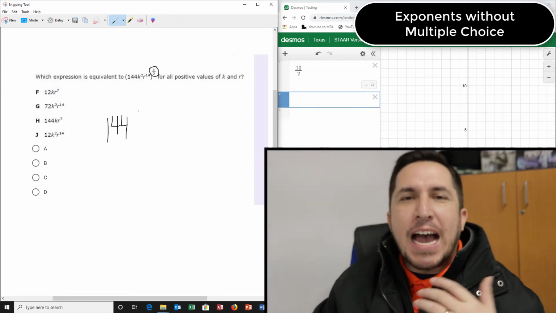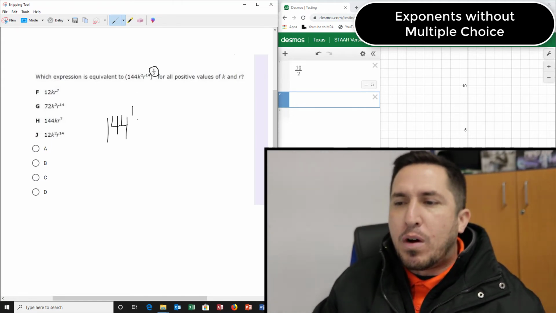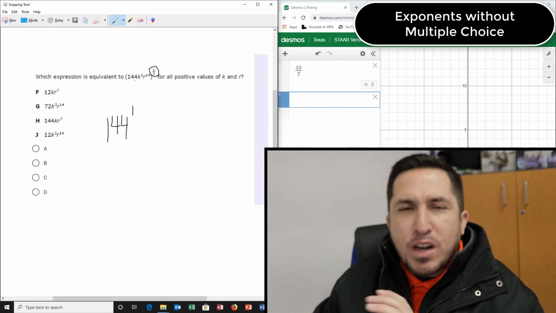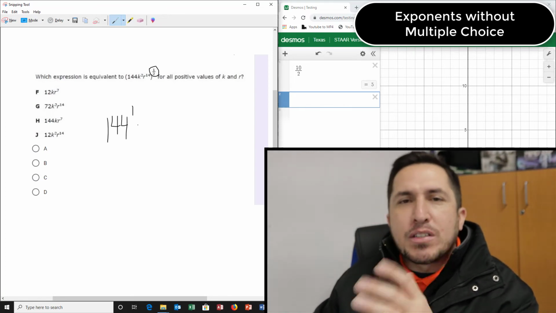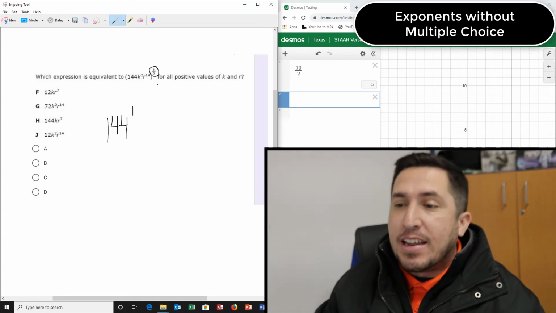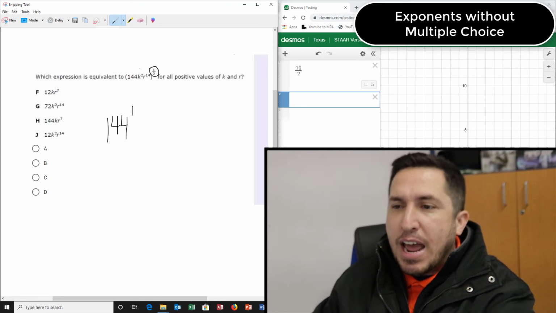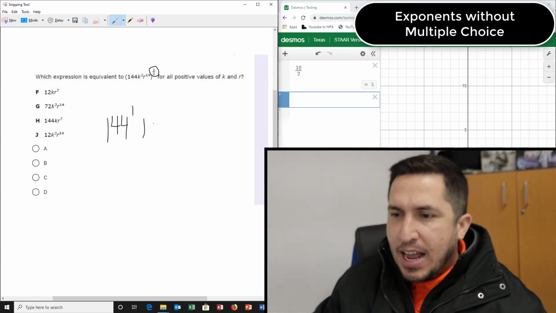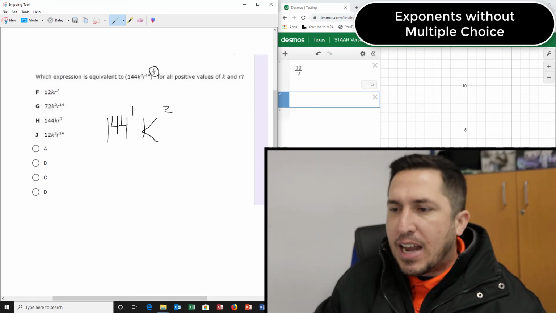Well, whenever there's not a number on him, you're going to write a 1. The 144 doesn't have a number on him, but there's always a 1 there. We never write it because we never really need it. But right now I need it because I don't know what to do with this 1/2. So 1/2 times 1. Then I got k to the second. I'm just rewriting the problem. And r to the 14.